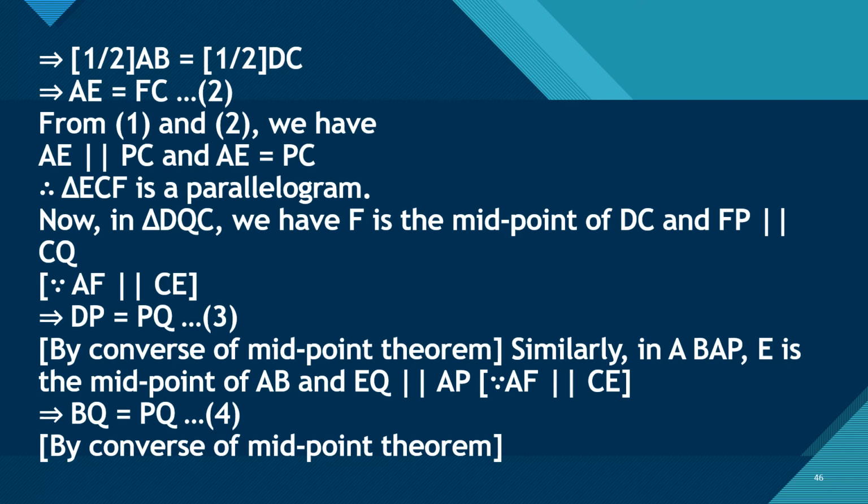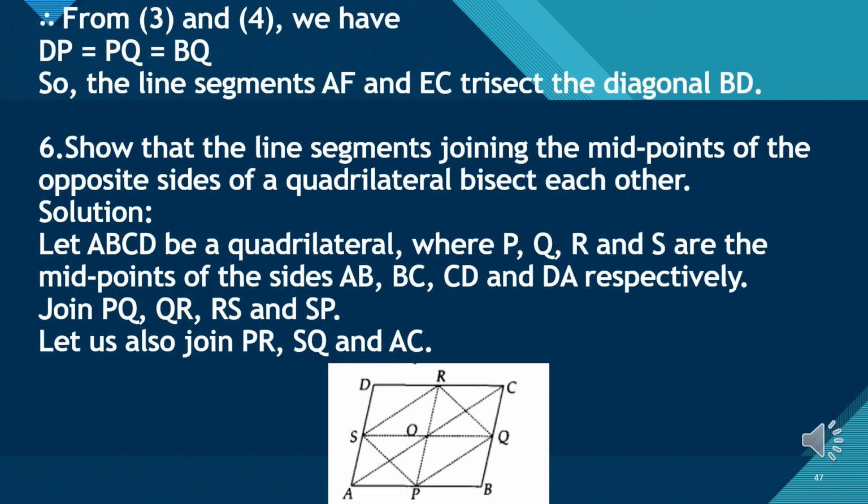Solution. In triangle ABC, P and Q are the midpoints of AB and BC respectively. Joining them, PQ equals half of AC and PQ is parallel to AC, by question number 1. Therefore PQ equals SR and PQ is parallel to SR. Proved.